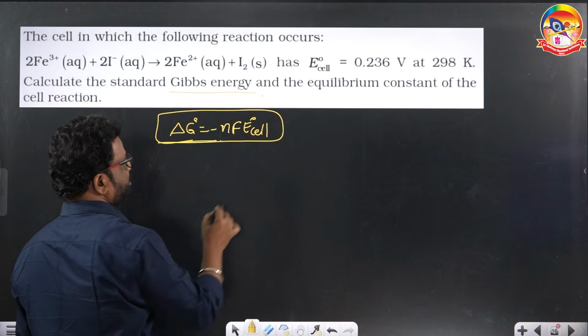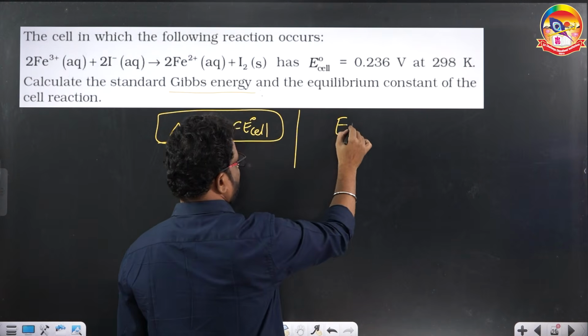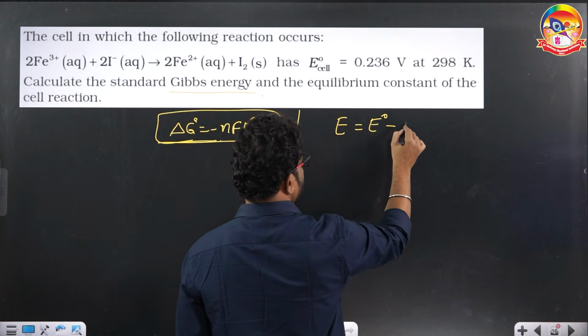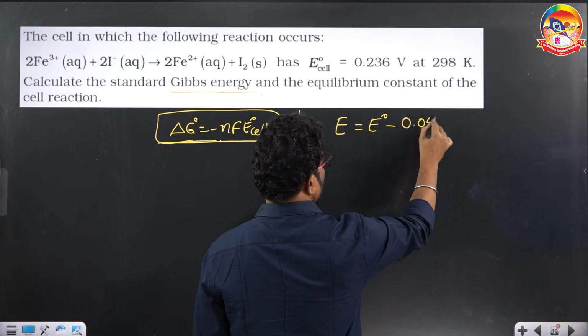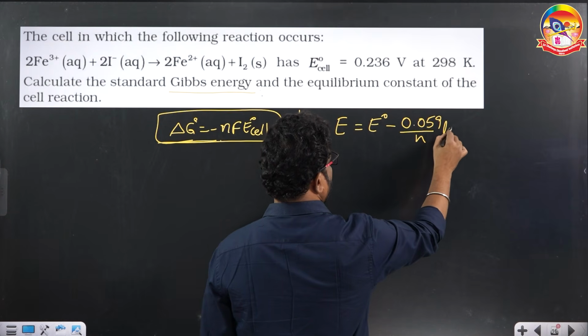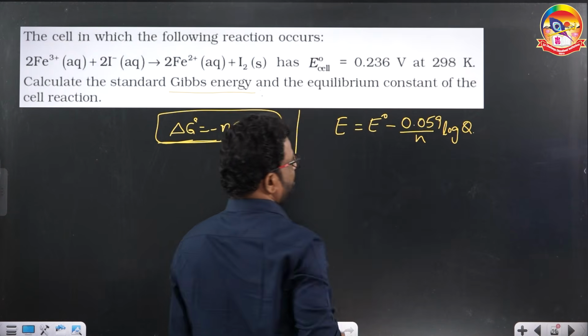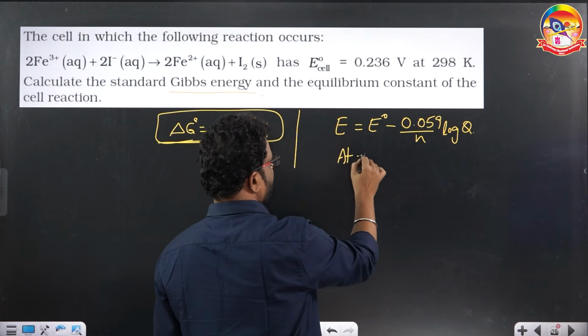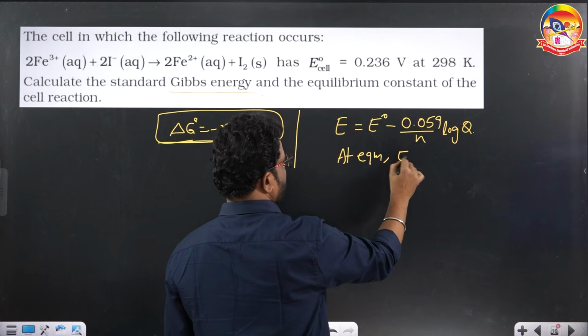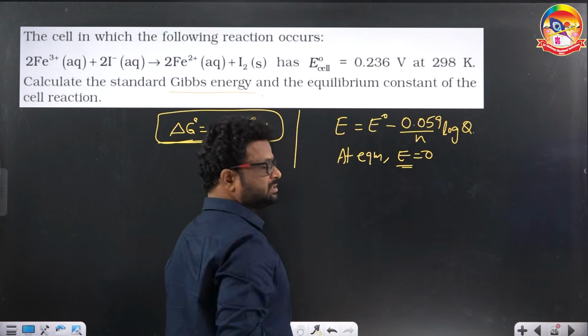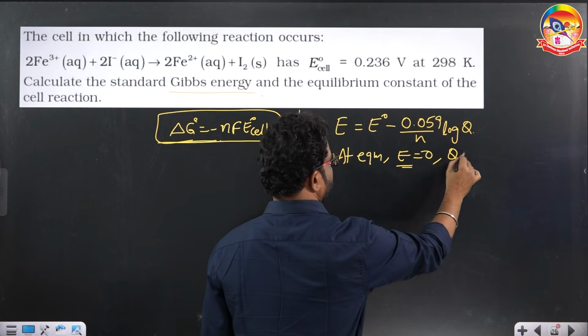Delta G naught can be calculated with this formula, and E is equal to E naught minus 0.059 by n log Q is the expression, but at equilibrium E is equal to 0, E cell is 0, delta G is 0, and Q becomes K eq.